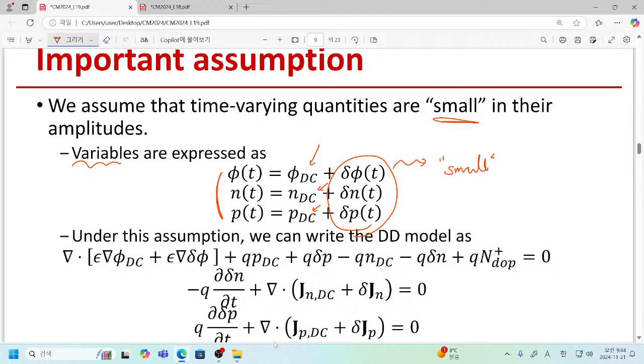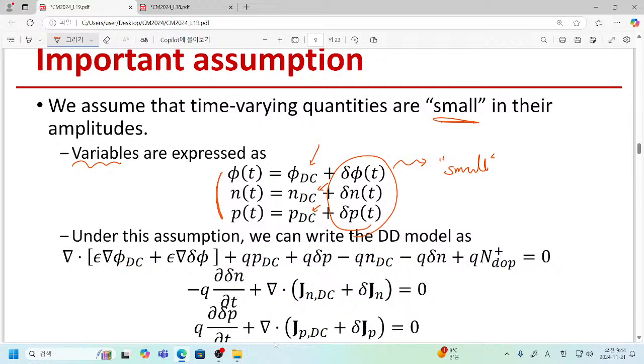So if we apply small voltage excitation, then we assume that the response will also be quite small. I have to say that not all systems behave like this. If you have a little difference in your input, sometimes it can make quite a big difference.